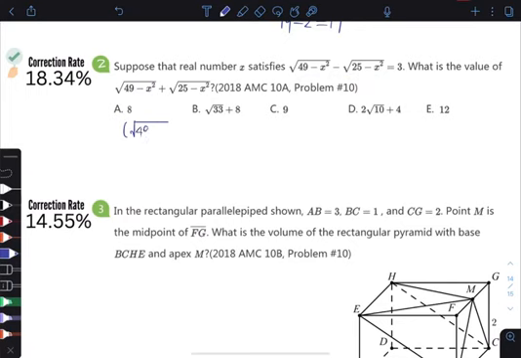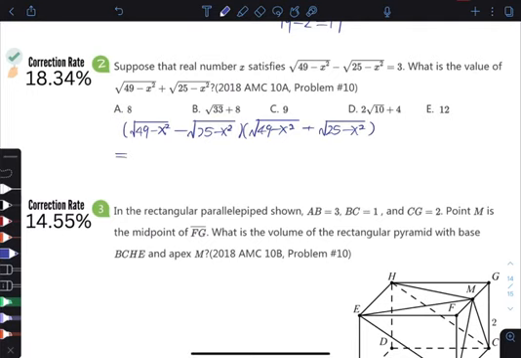So let's multiply the square root of 49 minus x squared minus the square root of 25 minus x squared, the first expression, times the square root of 49 minus x squared plus the square root of 25 minus x squared. And we just directly realize, oh, it's the difference of squares formula. So the first expression squared is 49 minus x squared, and the second part is 25 minus x squared. After you open the parentheses, you're going to see the negative x squared and positive x squared, they just cancel out. So what is left is just 49 minus 25, so 24.